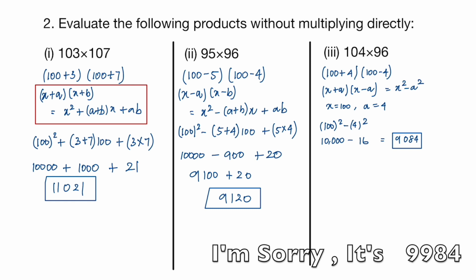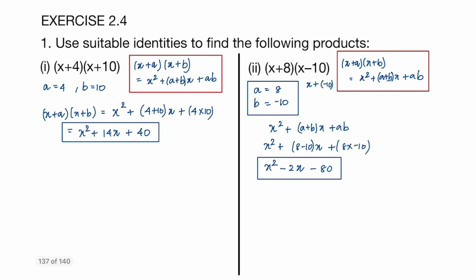Okay, so let me just highlight these identities as well. And this one as well. Okay, so these are the identities. And we have solved two exercise questions from exercise 2.4.